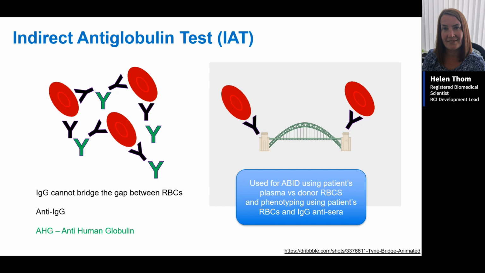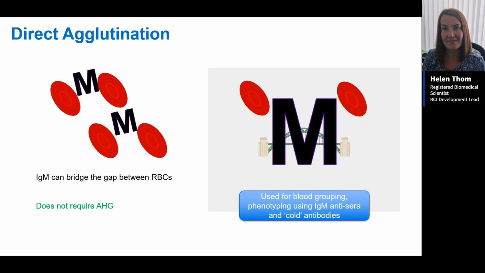And we use this for antibody ID, but you can also use it for when you're phenotyping your patient using IgG anti-sera. So that's your patient's red cells against known anti-sera.